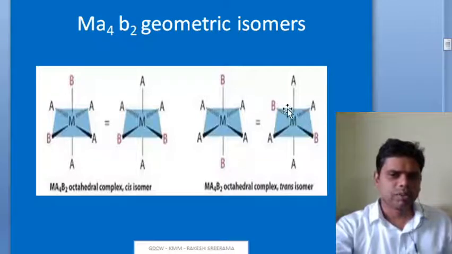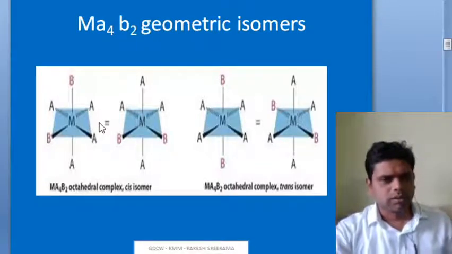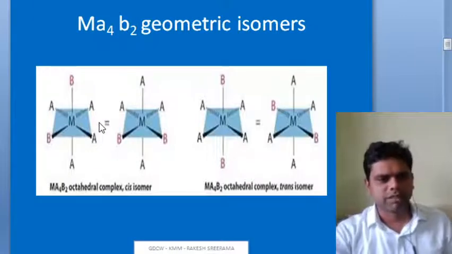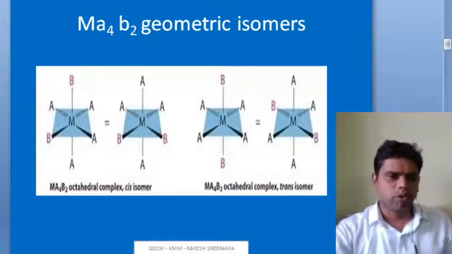Both these trans isomers are equivalent structures. They are not different. And here the cis are also equivalent structures. Equivalent structures means they are completely the same. Only the viewing dimension is different, but they are completely the same. So that's the geometric isomers of Ma4B2.